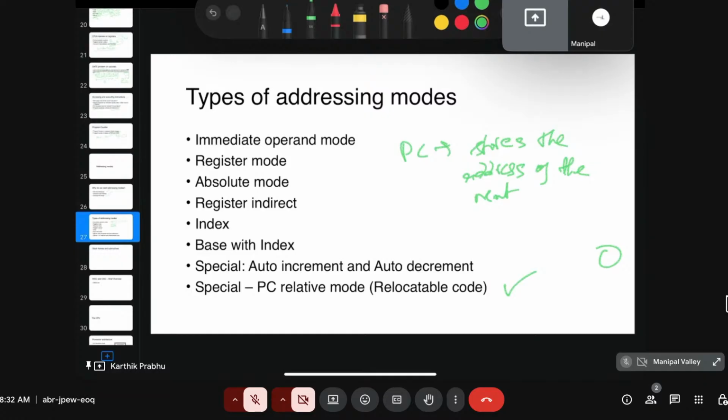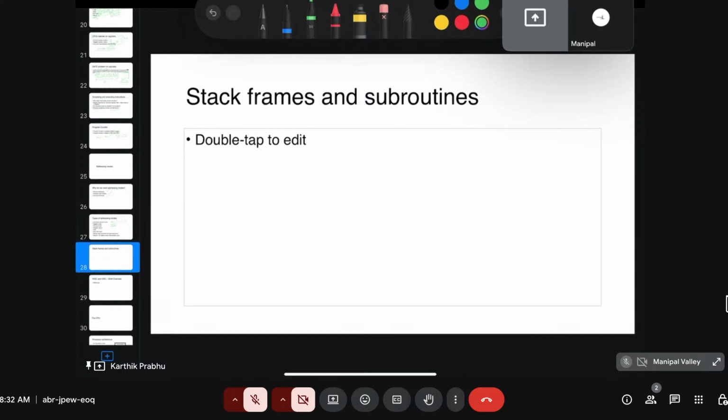That relativity is maintained because all we are doing is translating, right? Even if we move a program to another part of memory, we are just adding or subtracting some number of bytes to move it. So if we keep it PC relative, we will not need to change every instruction's memory address to move it. That's the whole idea. So these we'll explore in more detail. Stack frame and subroutines, it's a little more complex.